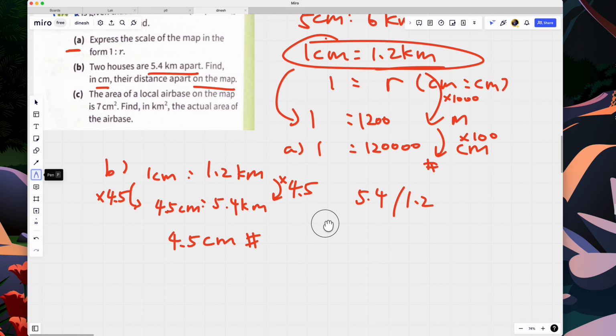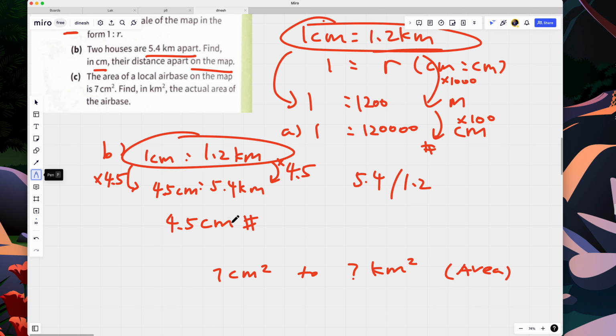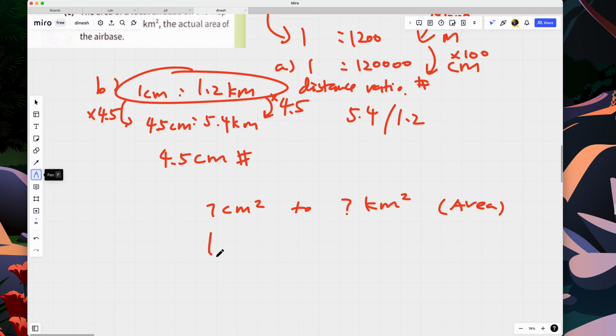Then they ask for part C, which is 7 cm square to something kilometer square. Clearly this is area. To get area, you need to use the distance ratio and square it. This is the distance ratio. You square the distance ratio and you will get the area ratio. Let me bring it down. You can use dot dot. Dot dot means 2.